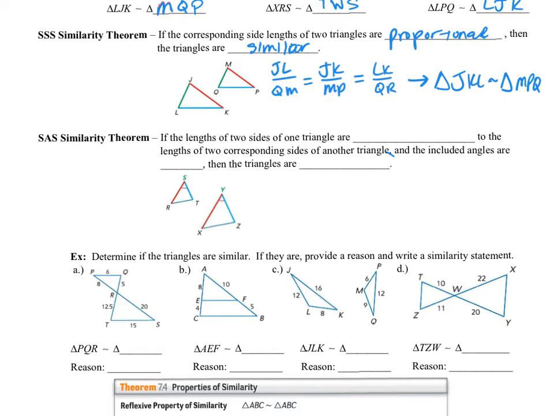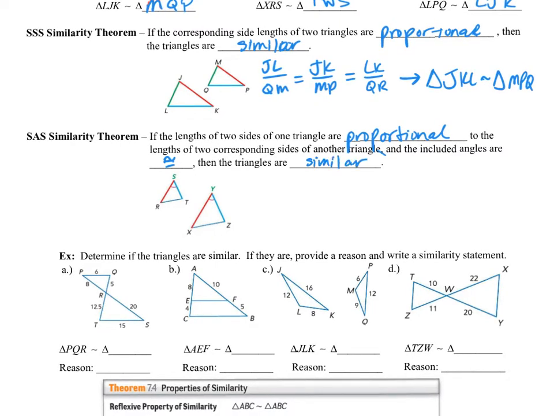And then we have a third shortcut for guaranteeing that two triangles are similar, and it's called the side-angle-side similarity theorem. Don't confuse these with our congruence postulates. The previous one said if we have three pairs of corresponding sides proportional, then the triangles are similar. This one says if the lengths of two sides of one triangle are proportional, not congruent, but proportional, to the lengths of two corresponding sides of another triangle, and those included angles are congruent, then that is enough to guarantee that the triangles are similar.